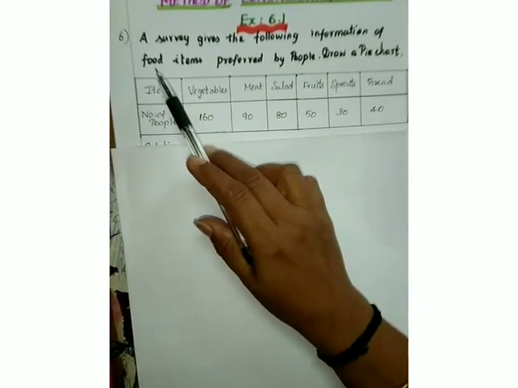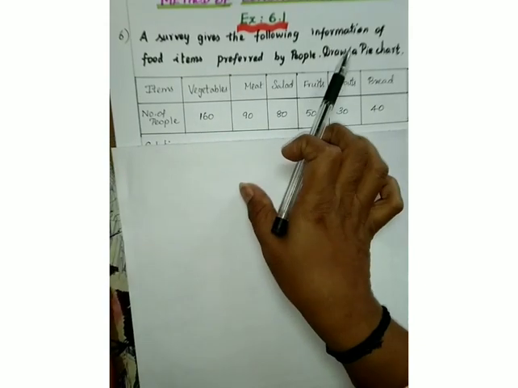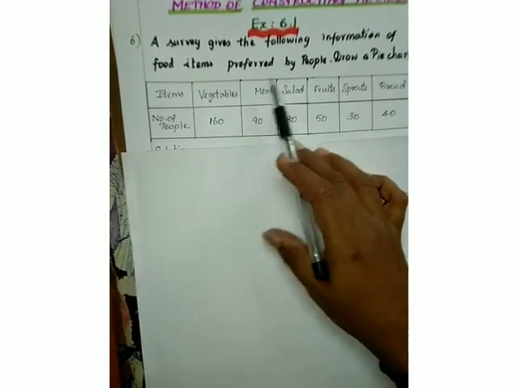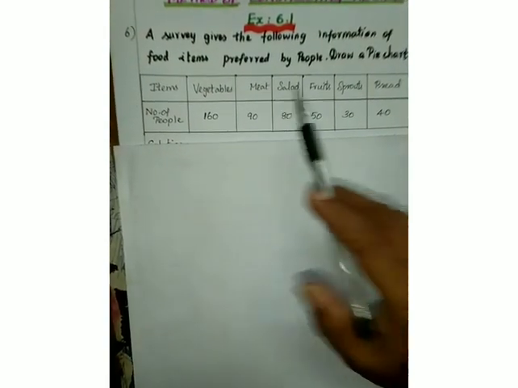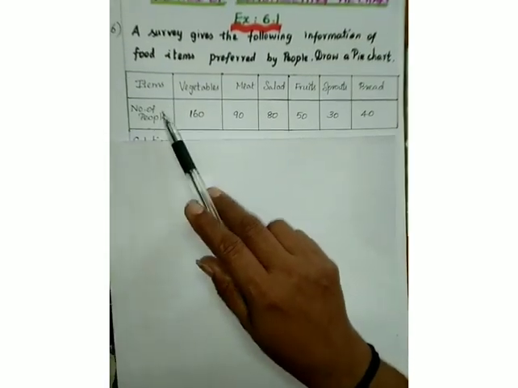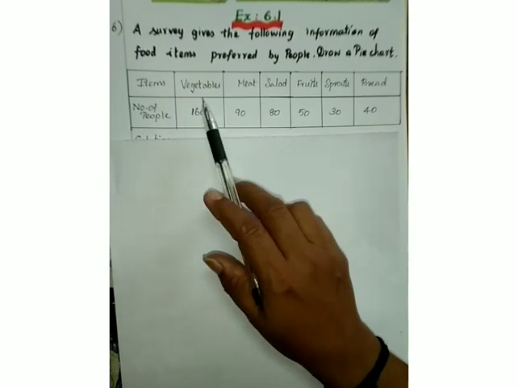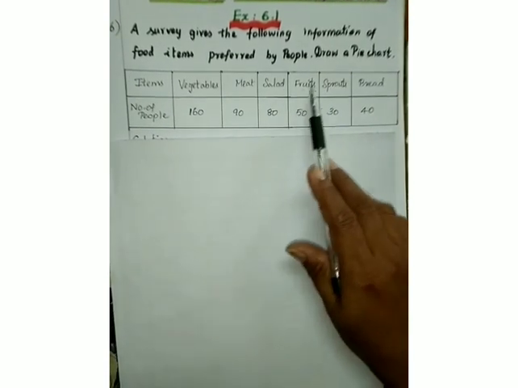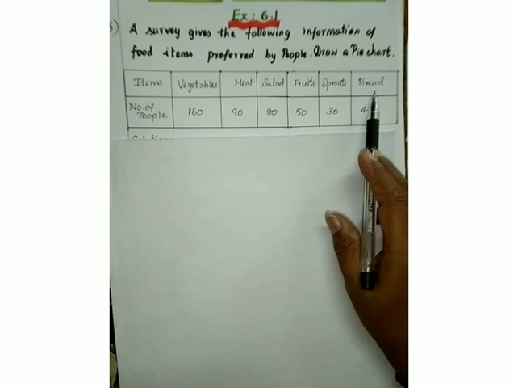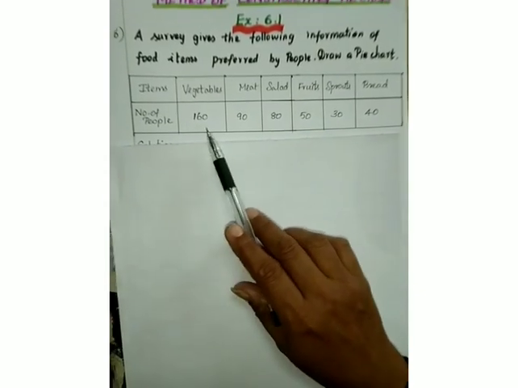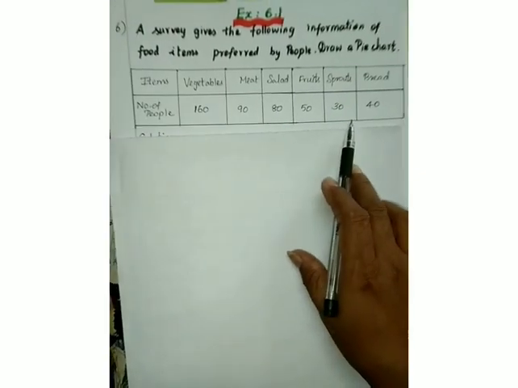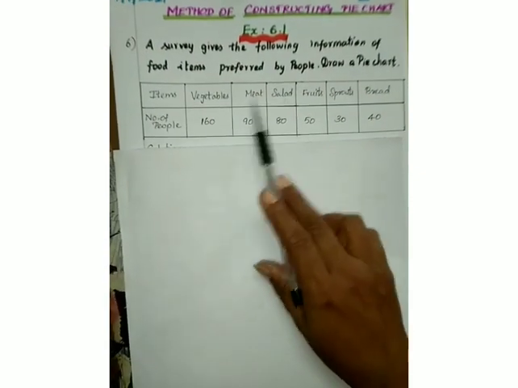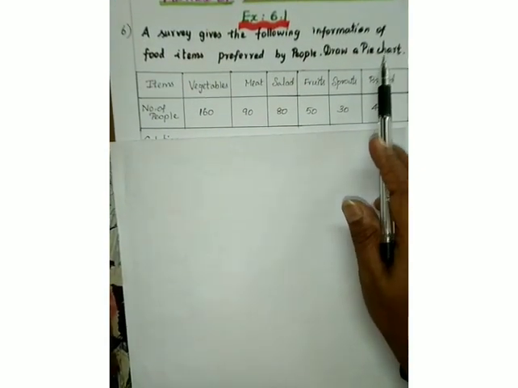Sixth problem. A survey gives the following information of food items preferred by people. Draw a pie chart. The tabular column is given in the question: items and number of people. Items are vegetables, meat, salad, fruits, sprouts and bread. Number of people: 160, 90, 80, 50, 30 and 40. For this information we are going to draw a pie chart.